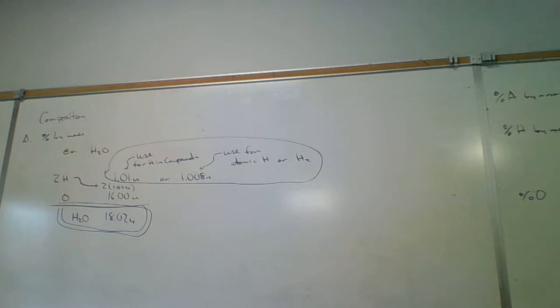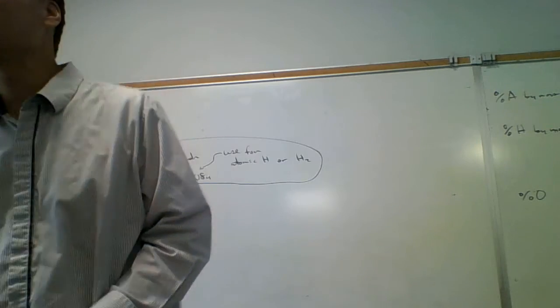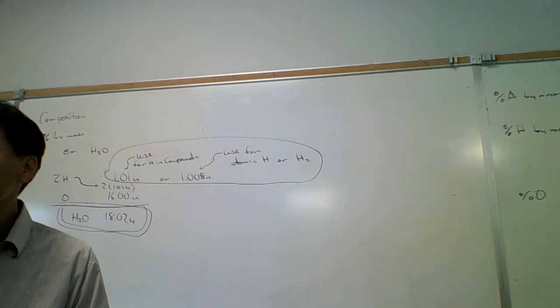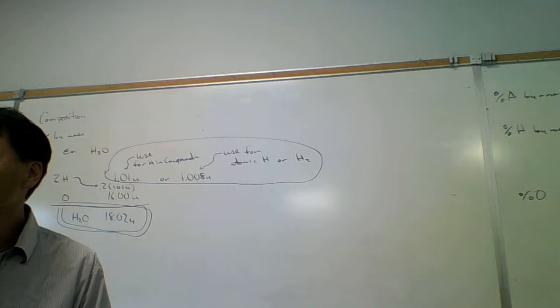Let's see what it is. It's going to be 11.187 plus 88.79. That gives me 99.977%. So I'm missing something because I only get 99.977%. I'm missing 0.033% of the mass. Where did it go? Where did that 0.033% go?